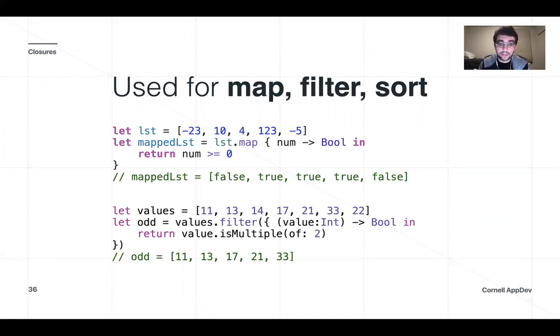Let's say I have a list of values and I only want to return the odd values. That means that I want to filter out the values that are even. And I can use value.isMultiple(of: 2). If that happens to be true, I want to filter that one out. So this would filter out all of our even numbers.